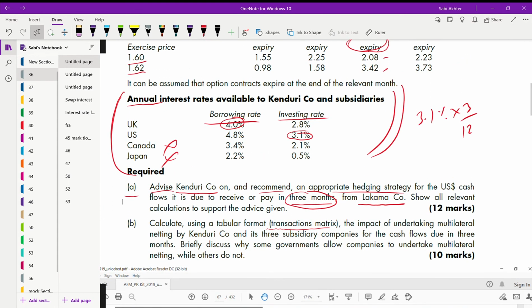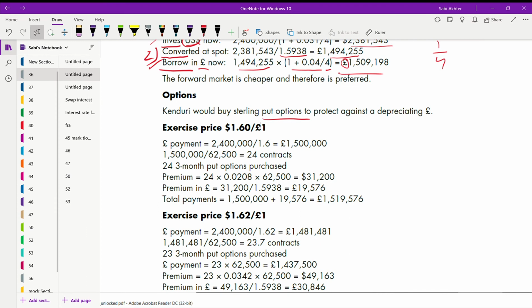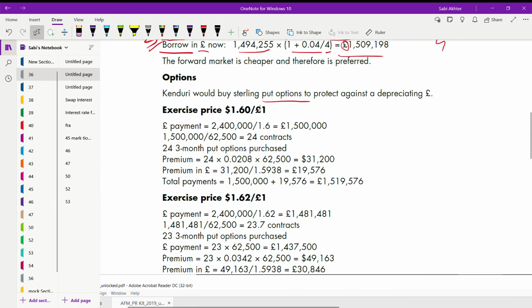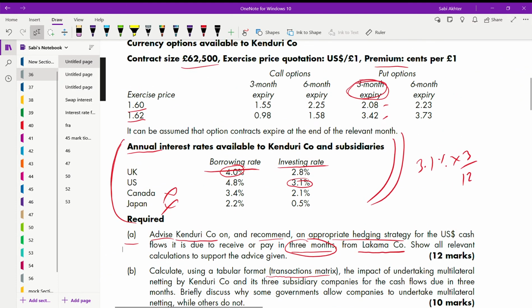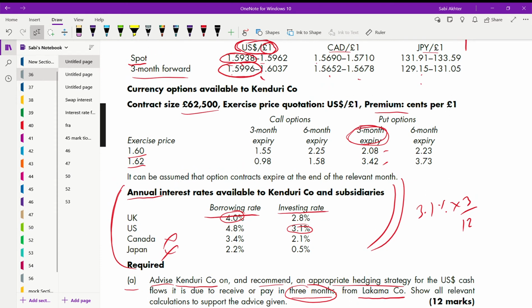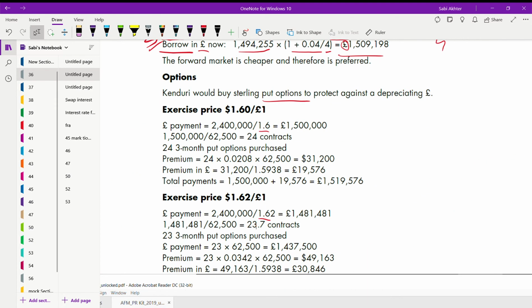So let's go to options. See, option, just take the exercise price and divide it because it is in dollar. Go and check and see the exercise price. Yes, exercise price quotations are like this, US dollars per 1 pound. That means 1.6 per 1 pound. So you have to divide it and find in pounds.